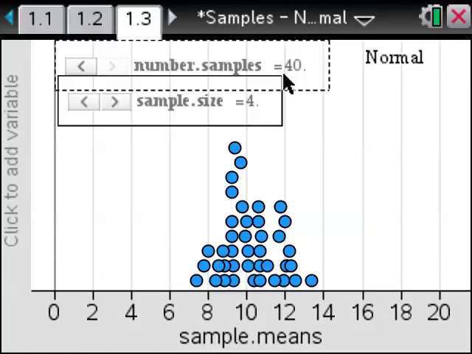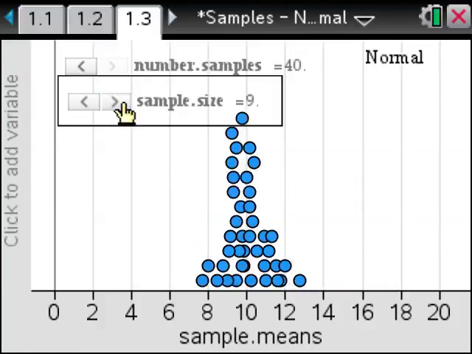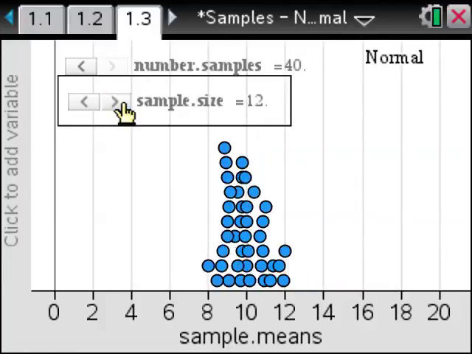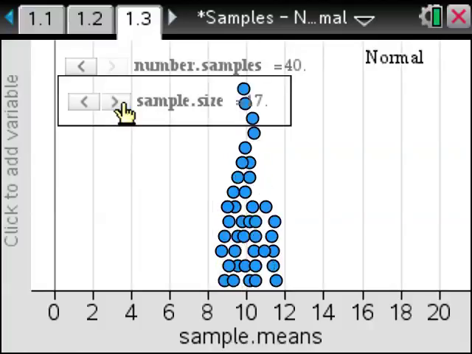And because I've done that 40 times, what students are actually seeing is the results of 160 pieces of data being generated by this simulation. As we increase the sample size, the shape of the distribution becomes tighter and tighter, and this is evidence that as you take a sample mean of a larger sample size, not only does everything cluster around the mean as we would hope and expect, but also the standard deviation of the sample mean is being reduced.